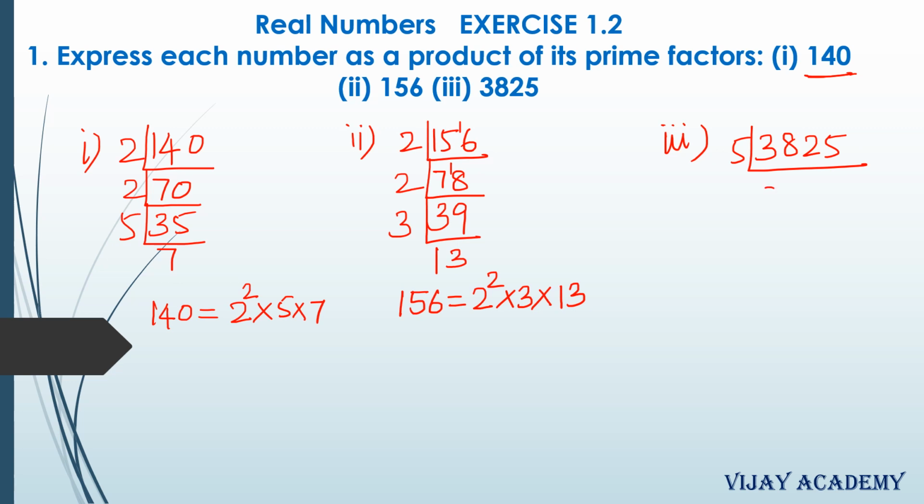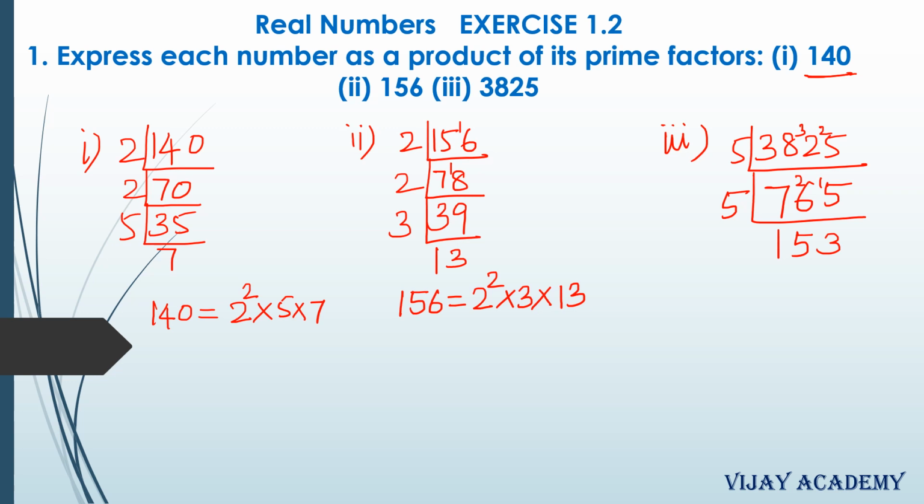5 sevens are 35, so 3 is the remainder. It becomes 32, and 5 sixes are 30, 2 is the remainder. It becomes 25. 5 fives are 25. And next 765 also is divisible by 5, so let us divide this by 5. 5 ones are 5 and 7 minus 5 is 2, so we get 26, and 5 fives are 25. 1 is the remainder, so it becomes 15. So 5 threes are 15.